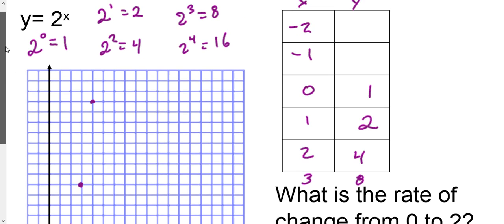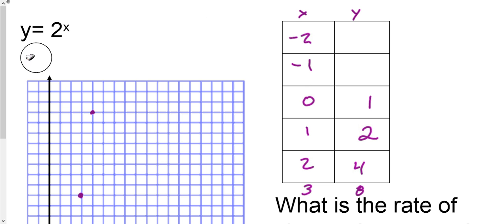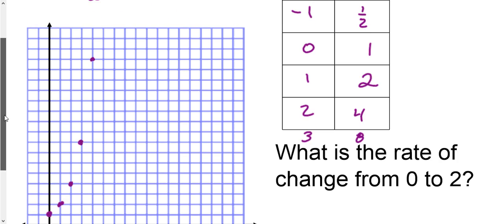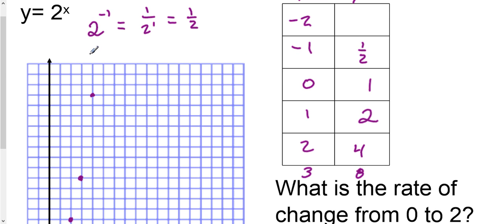4, comma 16. Going the opposite way, we're going to plug in our negative values. We get 2 to the negative first power, which really means 1 over 2 to the first power, which is just 1/2. So over here, -1, 1/2. 2 to the negative second power gives us 1 over 2 to the second power, which gives us 1/4.